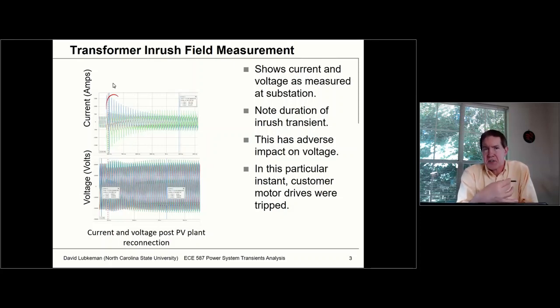There's going to be non-60 hertz content. It has a very rich harmonic content. And you can see that this lasts for kind of a long period of time here. It takes a while for this to decay out due to the damping that we have in the circuit. These are actually field recordings that were taken at the substation.